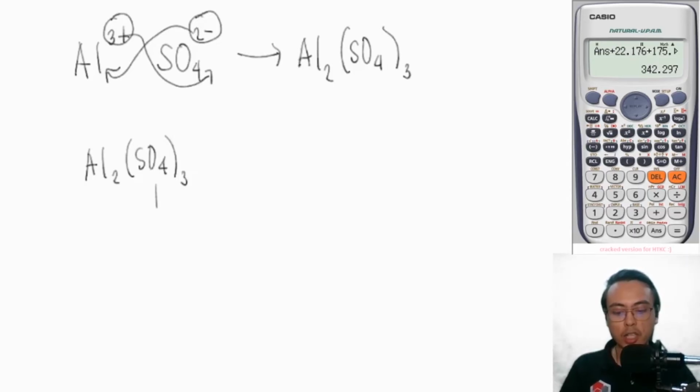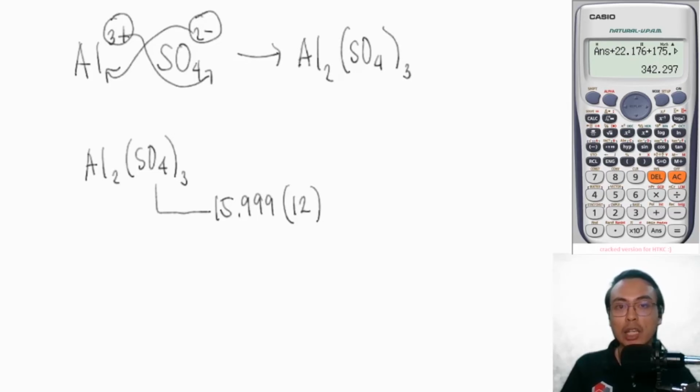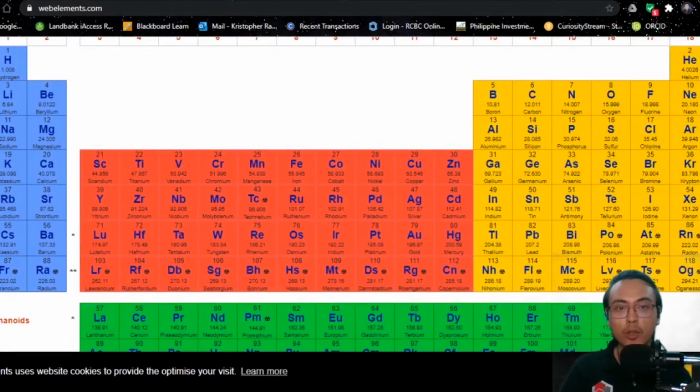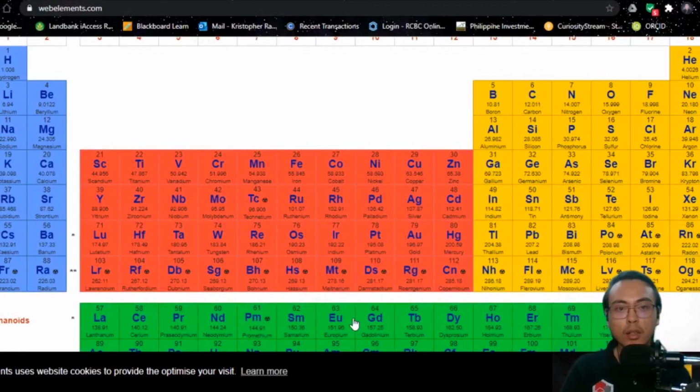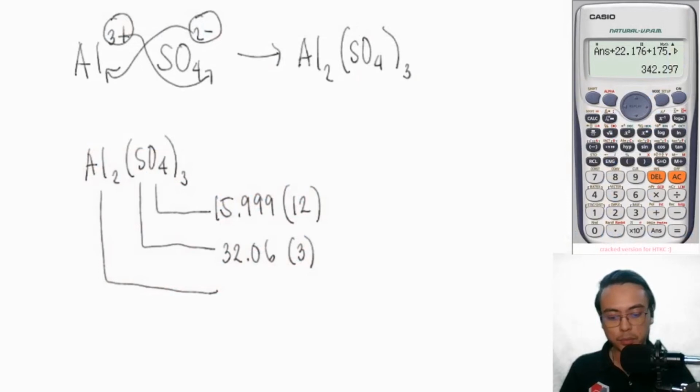For oxygen, that's 15.999 multiplied by 12. So this is 4 times 3. Okay? Remember that the subscript 3 applies to the entire sulfate anion. You will need to multiply 3 to both the sulfur and the oxygen. Next is sulfur. Let's look for the molecular weight of sulfur. So sulfur is 32.06. Multiply that with 3. And then lastly, we have aluminum. Aluminum is 26.982 times 2.